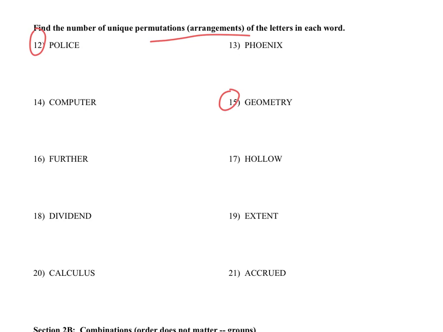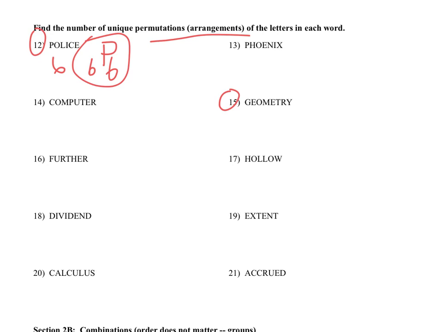Now, if you notice, police is the first word. There are no repeated letters. So I really want to do the number of permutations of those letters. And when we do these arrangements, we don't have to form words. Just how many different orders of the letters in the words could you have? How many different arrangements? So it's the number, and notice there are 6 total letters. So it's the number of permutations.